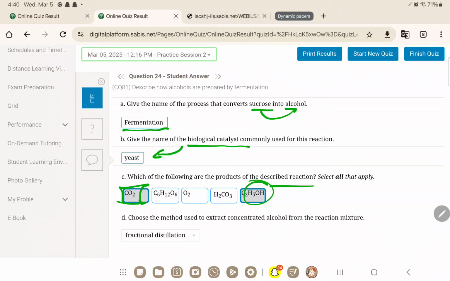This is memorization. Now, how do you extract concentrated alcohol? By fractional distillation. That's literally the only way. Now, moving on.